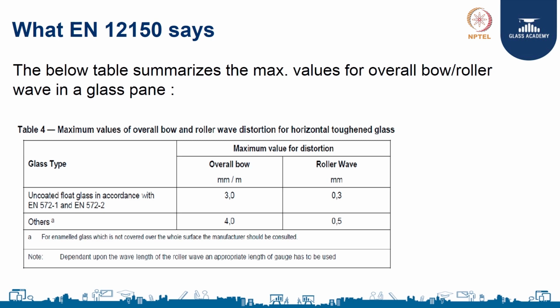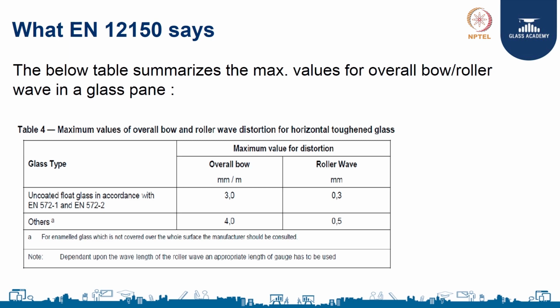For an uncoated glass, a normal clear glass or a tinted glass, the overall bow acceptable as per EN is 3 millimeter per meter. That means if the glass length is 1 meter, a bend of 3 millimeter is acceptable. For other coated glasses or ceramic fluted glasses, a bend of 4 millimeter is acceptable. On the right hand side the roller wave is also mentioned.